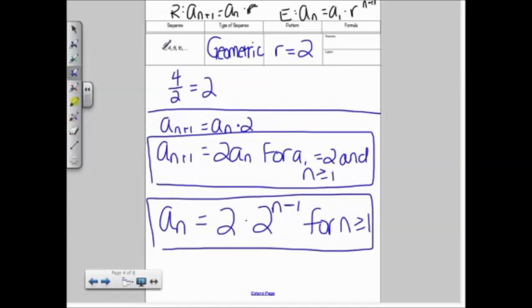So to go from 2 to 4, I multiply by 2 once. Since 4 is the second term and I multiplied by 2 once, it would be the second term minus 1, which is 1, so I multiply by 2 once. Hopefully that makes sense to you. Let me explain this to you one more time. So another example would be 16.